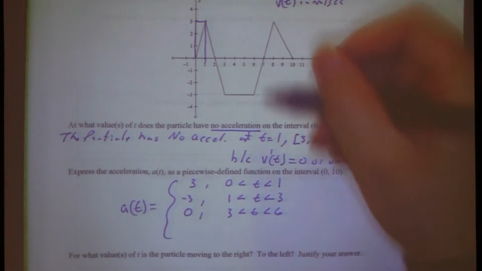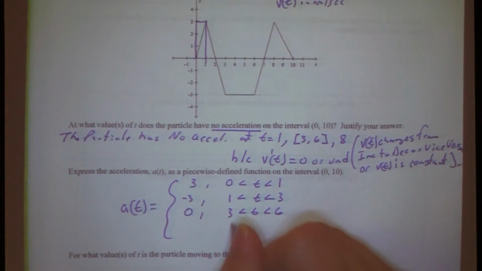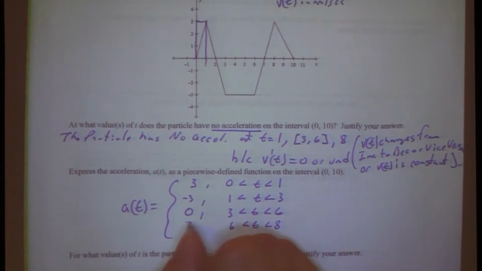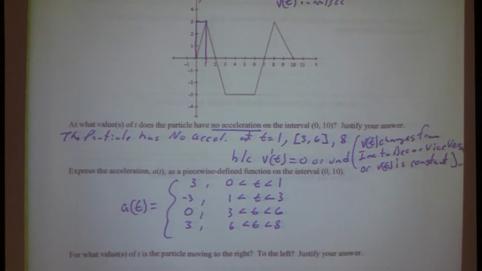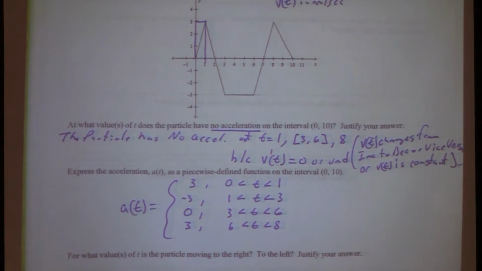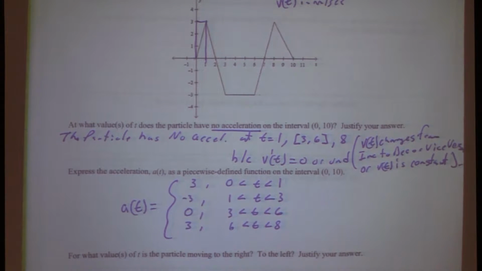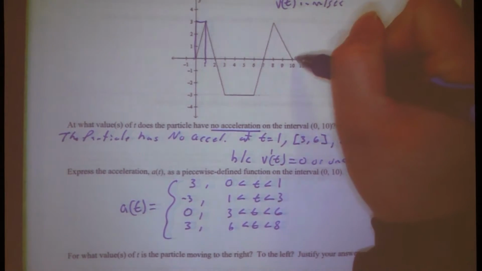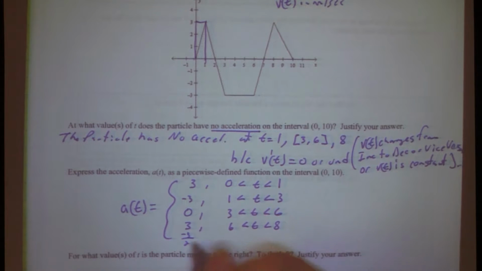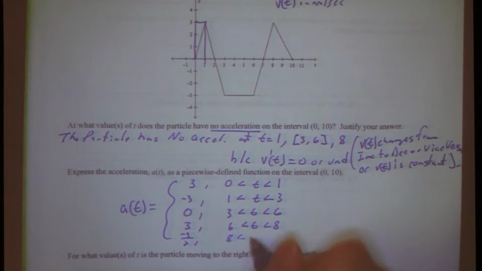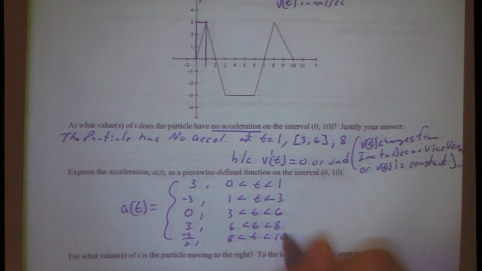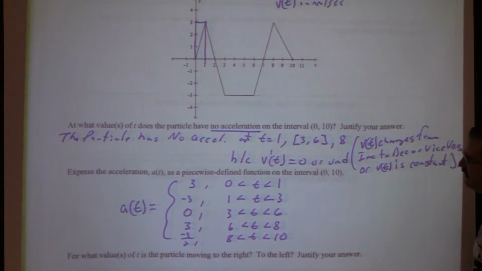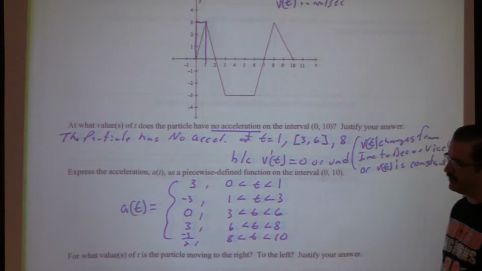How about on the next part, from 6 to 8? Positive. +3? Very good. And how about the last one? -3/2? That is from 8 all the way to what, 10? We came up with a piecewise function that represents the acceleration on the different intervals for this particular graph.